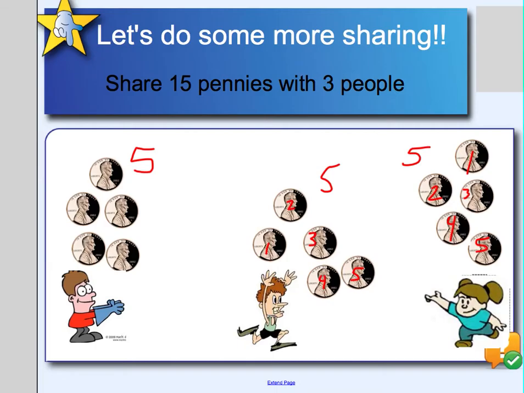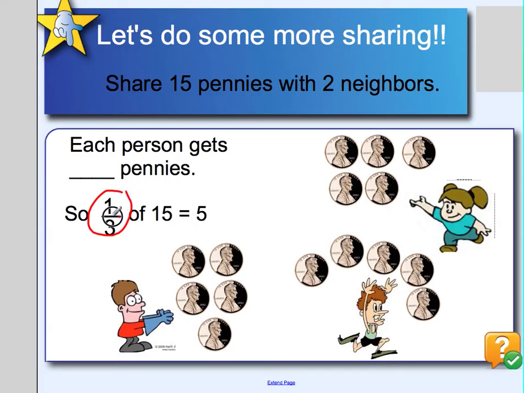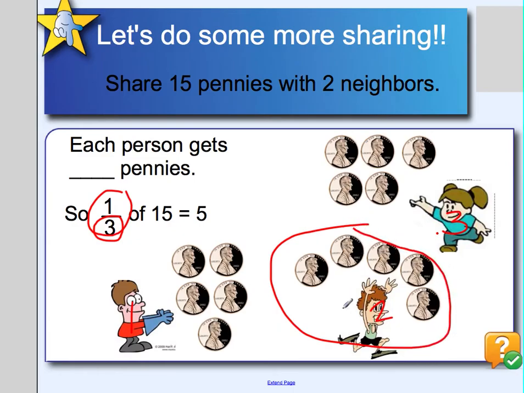So we would say that 1/3, and again that's the fraction because the bottom number tells us how many people. Well, there's 1, 2, and then 3 people. So what is one of them? And I'm going to circle this person this time. So what's one of them have? And you can see here we've got 1, 2, 3, 4, and 5. So the answer to this problem is 5. So each person has 5 pennies.